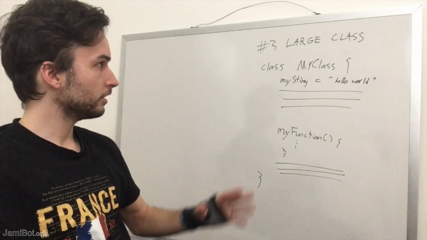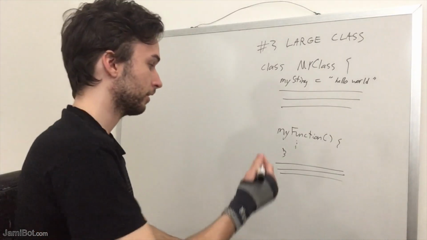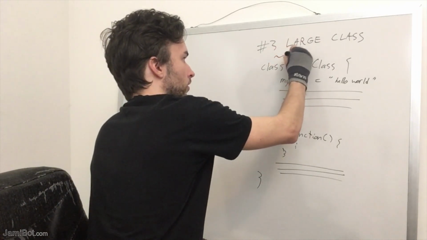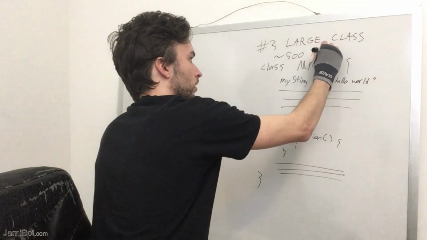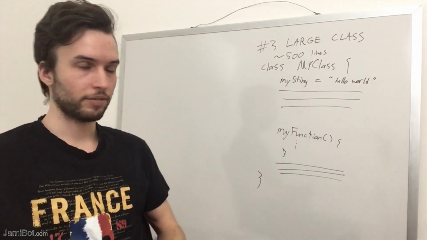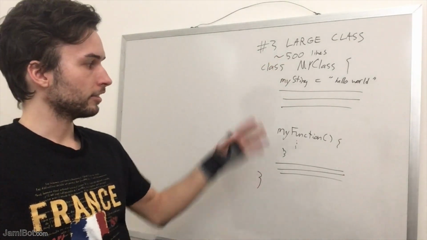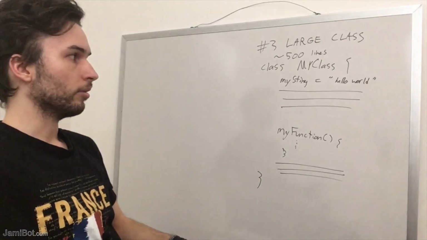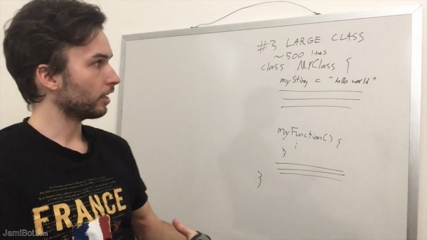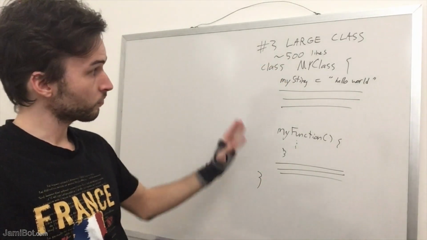And so the idea here is that if the class gets above around 500 lines, 500 lines is like the maximum you really want to have your class. If it starts getting too high above that, then it's just hard to navigate, hard to understand. So that's really how you identify it, if it's greater than this 500 line number, just around there somewhere.